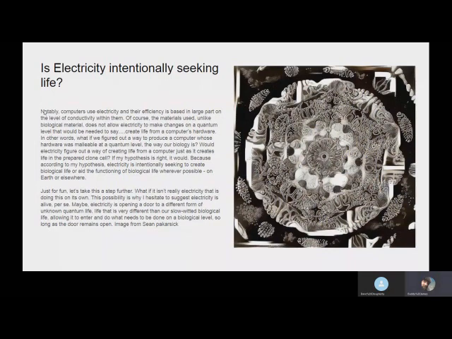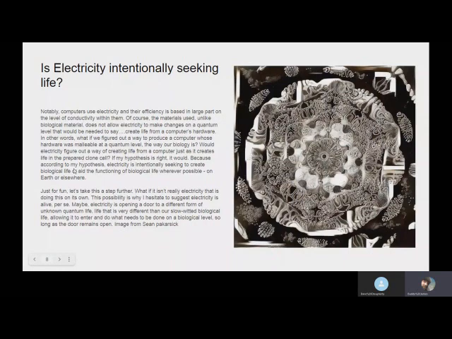Would electricity figure out a way of creating life from a computer just as it creates life in the prepared clone cell? If my hypothesis is right, it would, because according to my hypothesis, electricity is intentionally seeking to create biological life or aid the functioning of biological life wherever possible on Earth or elsewhere. So that begs the question, is the electromagnetic spectrum evolving? And is it moving in the material sense, in the baryonic matter, to be promulgating the force of life? And I believe the answer is yes.